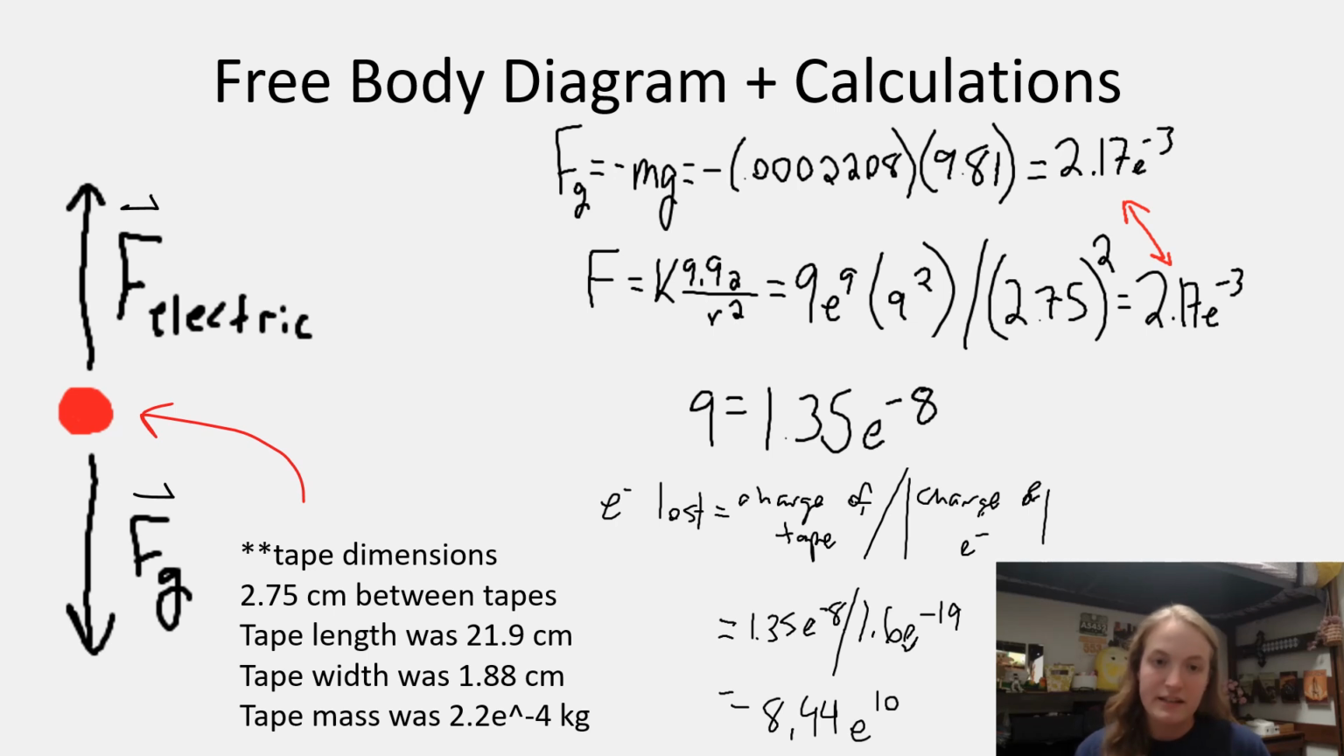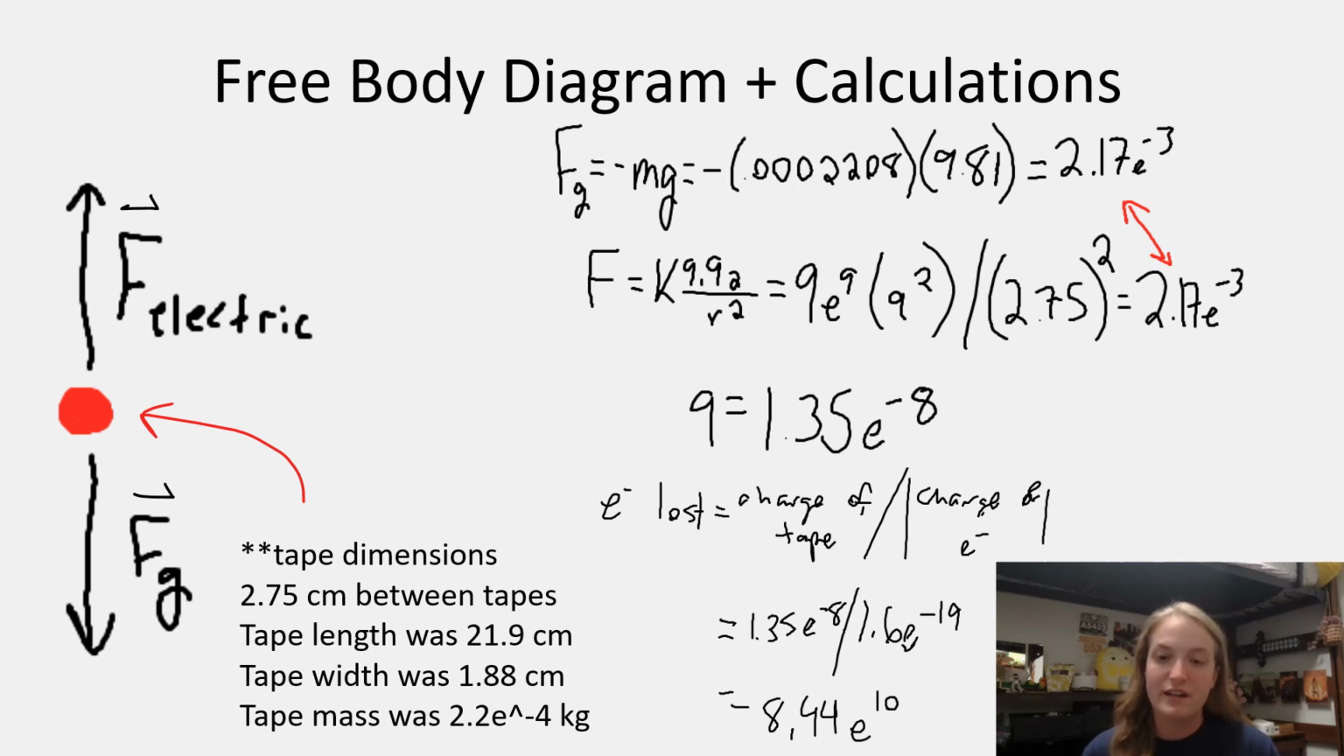So similar to how I just said, in my free body diagram, this red dot is going to be my tape. The tape dimensions between the two pieces of tape, there's about almost 3 centimeters. The tape length was 22 centimeters, the width was 2 centimeters, and the mass was very, very small in kilograms. And basically, the electric force was pushing it up, while the force of gravity was pushing down. Then I also did some calculations.